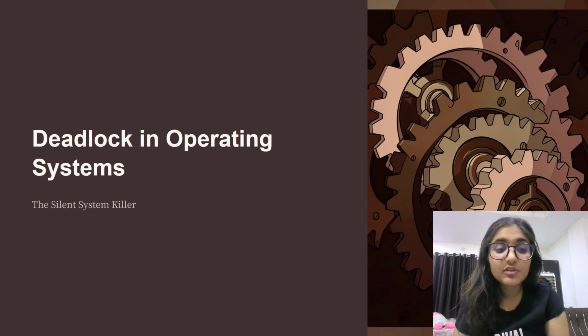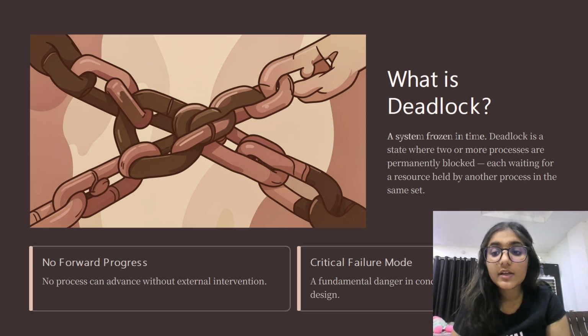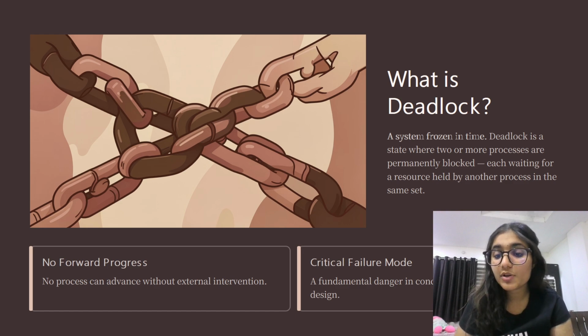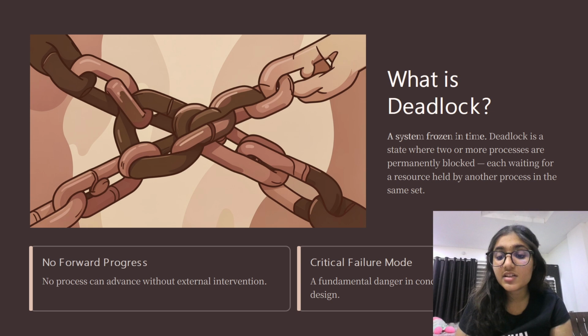So in this video, we will see deadlock in operating system, that is the silent system killer. So what is a deadlock? A system frozen in time. Deadlock is a state where two or more processes are permanently blocked, each waiting for a resource held by another process in the same set. Here, no forward progress appears, that is, no process can advance without external intervention. And the critical failure mode appears, that is, a fundamental danger in concurrent operating system design.